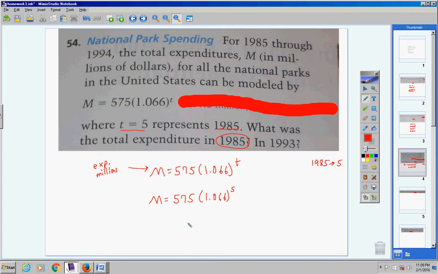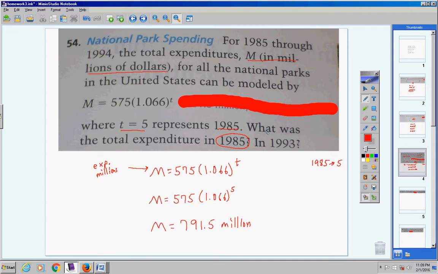Now remember, you do not multiply your bases first. You do not do that. You first take care of your powers. So 1.066 to the fifth power, enter, times 575, enter, and you'll get this right here. 791.5. Now that's million, don't forget, because it says right here, M is in millions. So in 1985, $791.5 million was spent on the national parks.